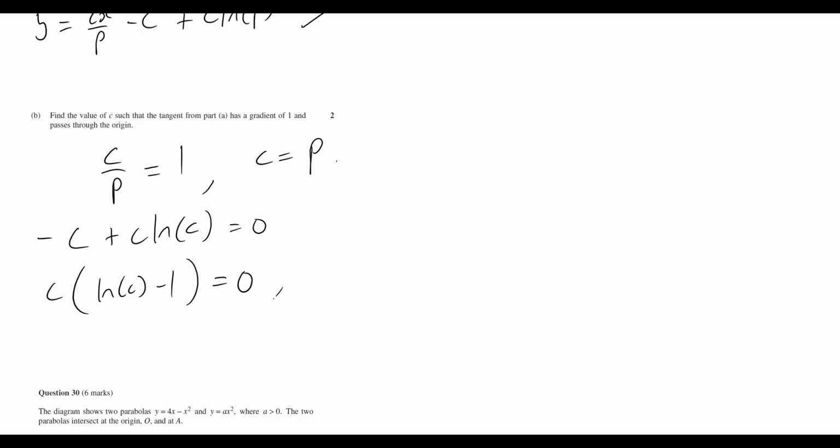So from here we can determine that either c equals 0 or ln of c is going to be equal to 1. And now the only way that the natural log of any number can be equal to 1 is if it's going to be the same number in here as the base of that logarithm. So clearly that means that c must be equal to e.